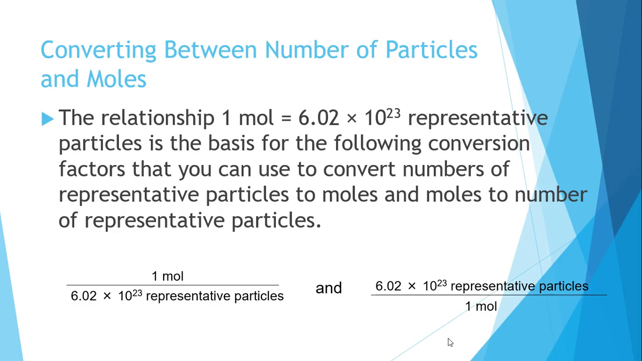Now the relationship 1 mole equals 6.02 times 10 to the 23rd is the basis for conversion factors that we're going to be using to convert between moles and representative particles. So depending on what you're trying to cancel, you can use 1 mole over Avogadro's number or Avogadro's number over 1 mole.